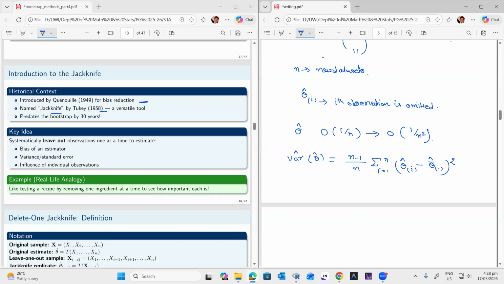Here the factor n minus 1 upon n corrects for the fact that the replicates are based on overlapping samples. This estimator is consistent for many statistics and provides a non-parametric way to obtain standard errors without assuming a specific distribution. And then the influence of individual observations. As I told you, the jackknife naturally reveals how each data point affects the estimates, by giving the example of baking a cake.